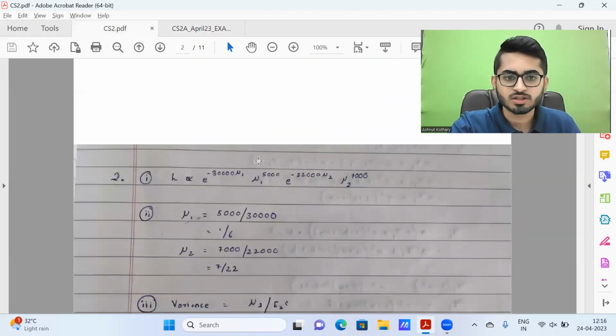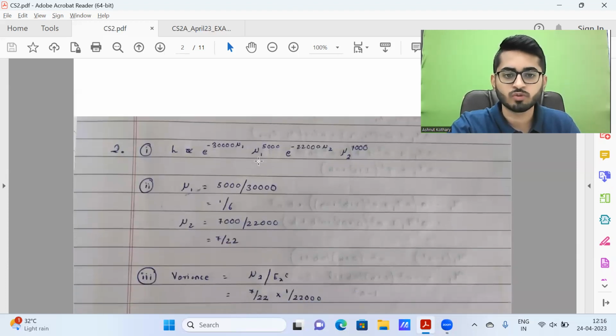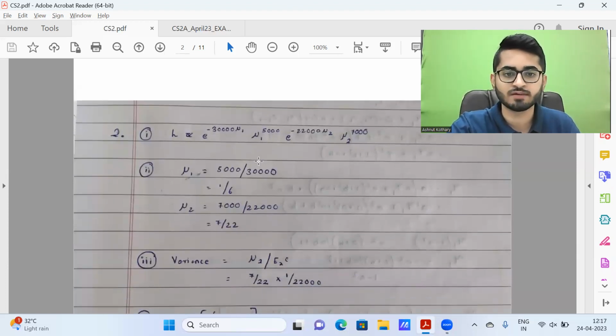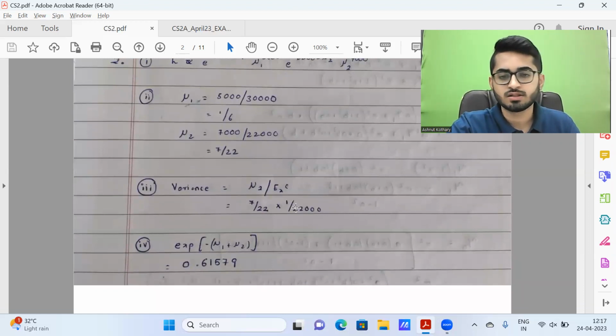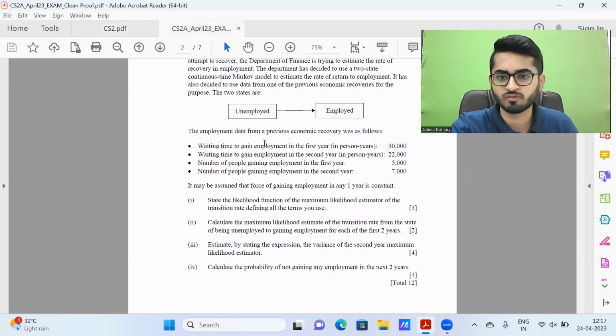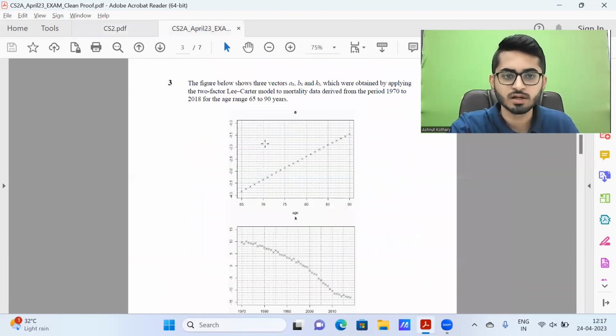This is the likelihood function. Then we have mu 1, which is coming out to be 1 by 6. Mu 2 is coming out to be 7 by 22. And for the variance, we're getting this particular expression. And part 4, this is the required probability. Most of the students I have interacted with so far have performed pretty well in this particular question.